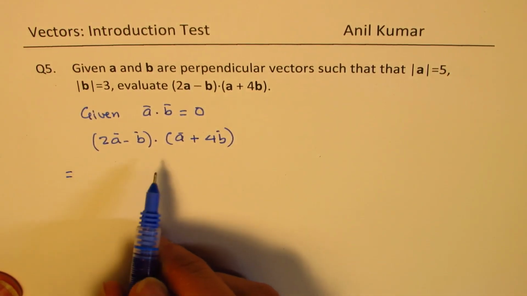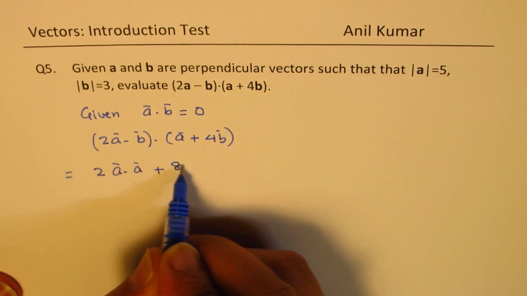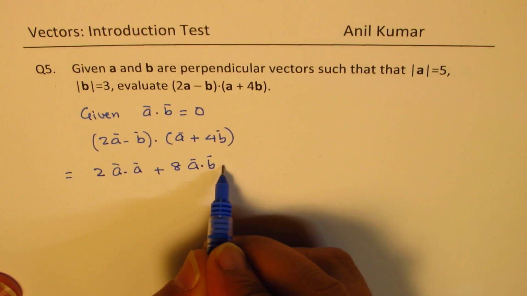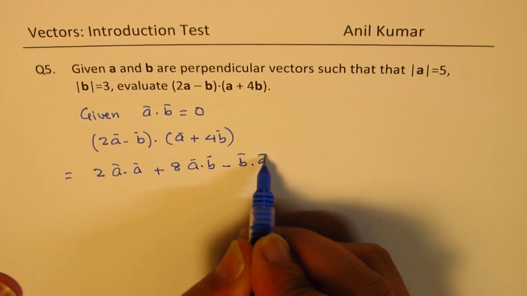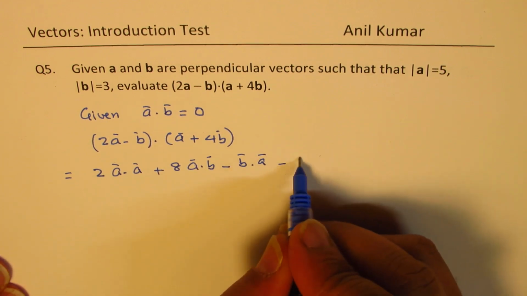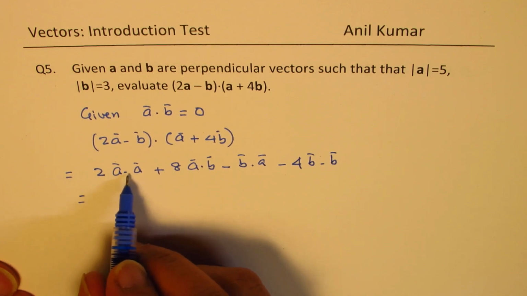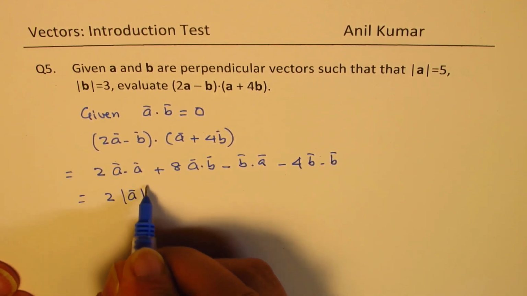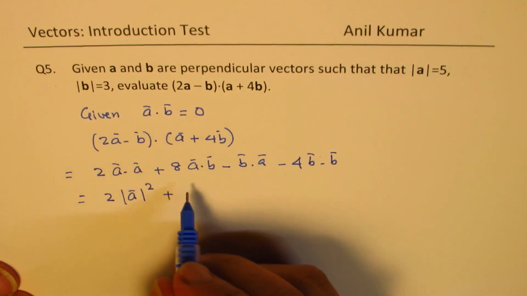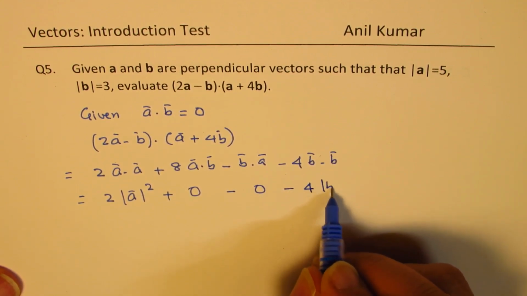So let's do the dot product. We get 2 A dot A, right? Plus 2 times 4, 8 A dot B, minus B dot A. Now B dot A and A dot B are the same thing. Dot product is commutative. Minus 4 B dot B. Correct? Now A dot A is magnitude A squared. And A dot B is given to us as 0. And here we get 4 magnitude of B squared.